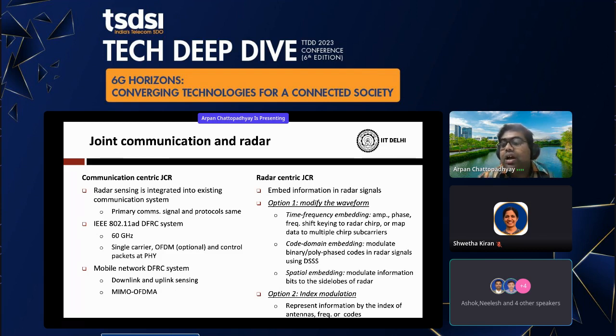You can do code domain embedding, or you can do spatial embedding. For example, if your radar has multiple beams or multiple lobes in the radiation pattern, then you can use the side lobes to send communication information and use the main lobe for sensing. Similarly, you can do index modulation. For example, you can use the index of the antenna to send information.